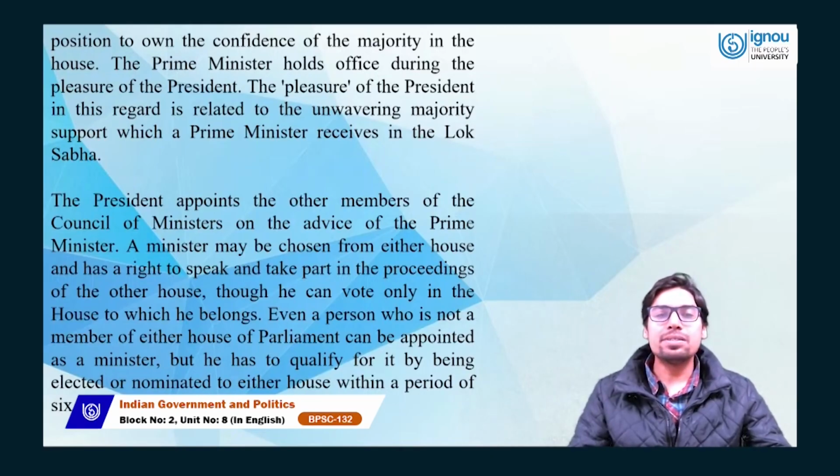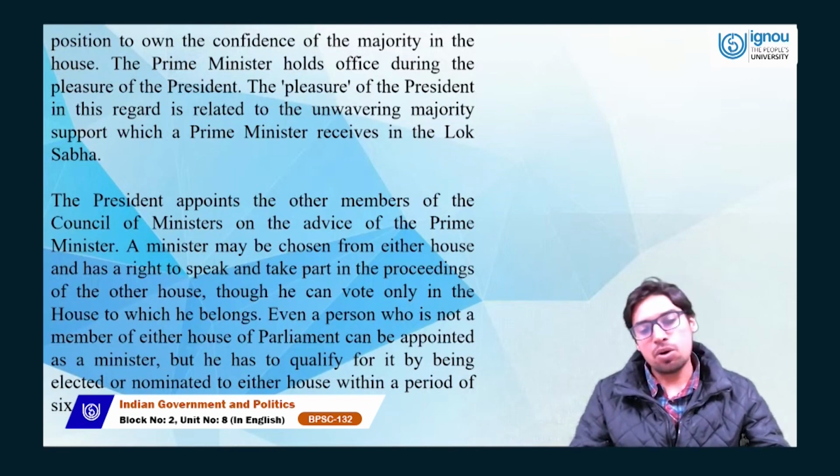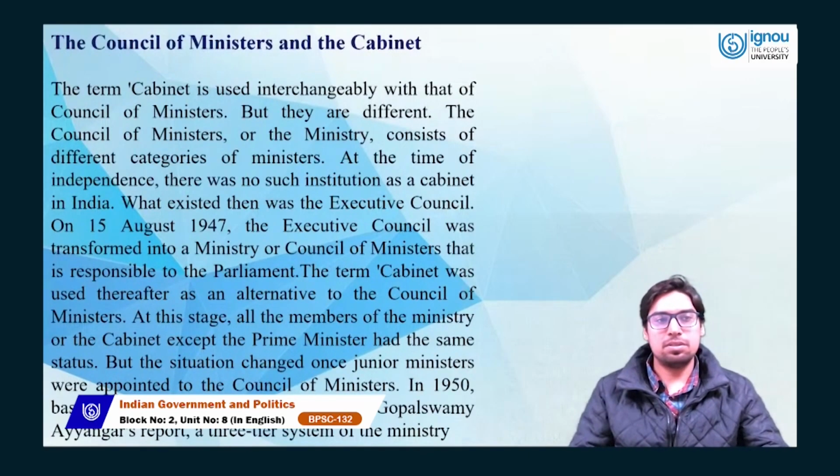The President appoints the other members of the Council of Ministers on the advice of the Prime Minister. A minister may be chosen from either house and has a right to speak and take part in the proceedings of the other house, though he can vote only in the house to which he belongs. Even a person who is not a member of either house of parliament can be appointed as a minister, but he has to qualify for it by being elected or nominated to either house within a period of 6 months.